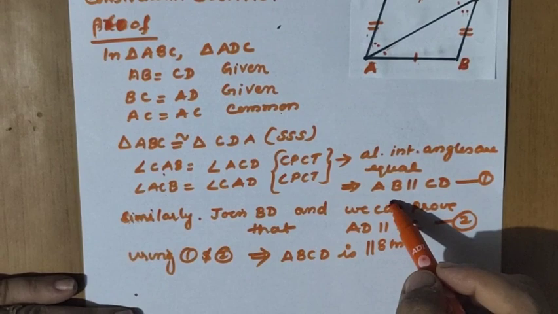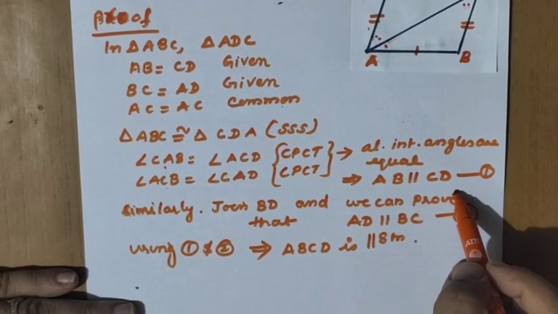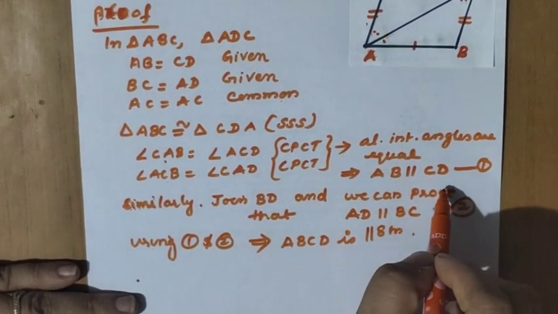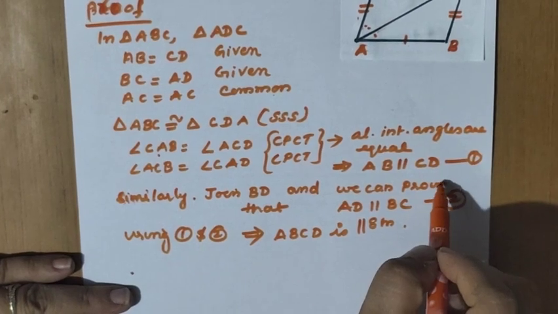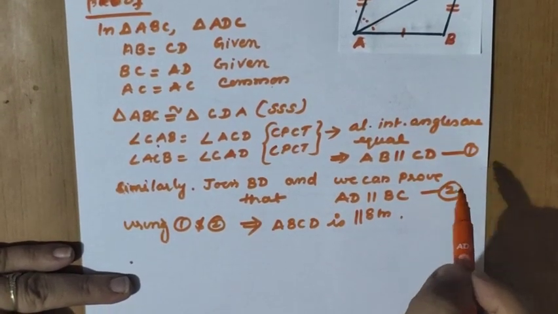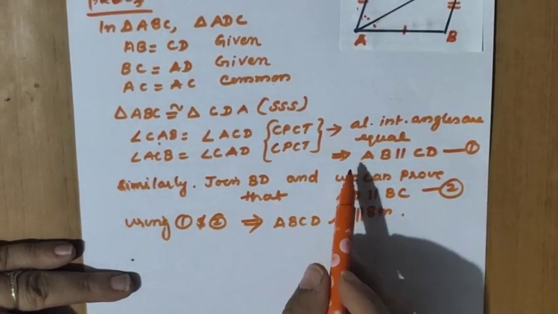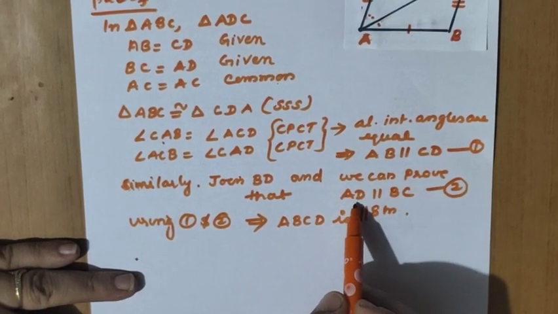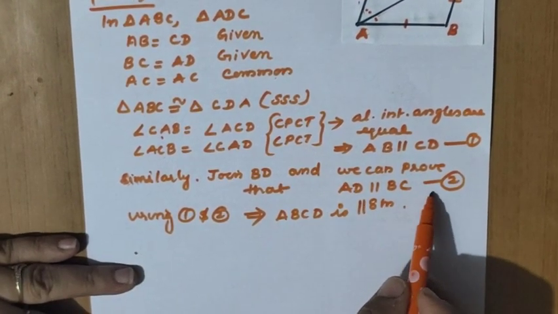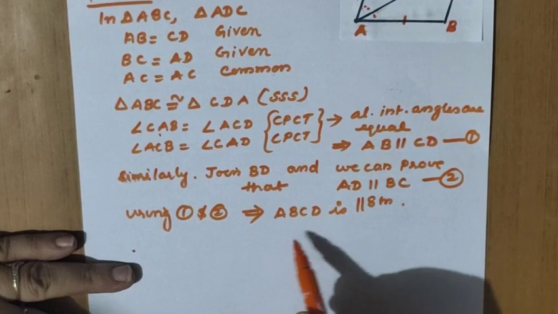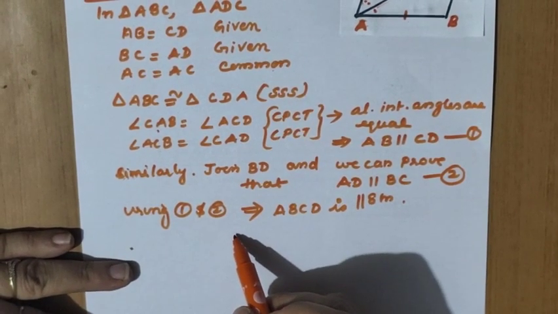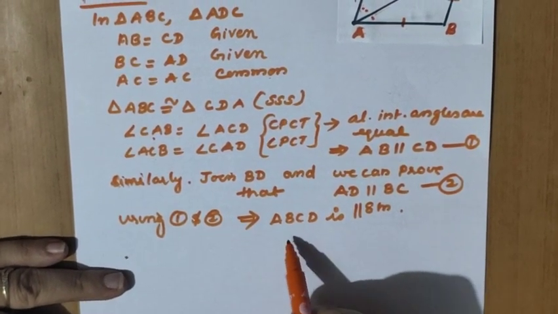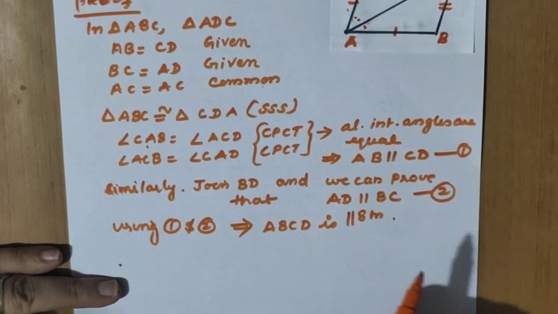So what we can write, AB parallel to CD. Now we got only one pair of opposite sides parallel. Now what is required? One more pair. So for that, join BD and the similar steps we can do, and we can show that AD parallel to BC. Using 1 and 2, what is the conclusion? Two pairs of opposite sides are parallel, so ABCD is a parallelogram.